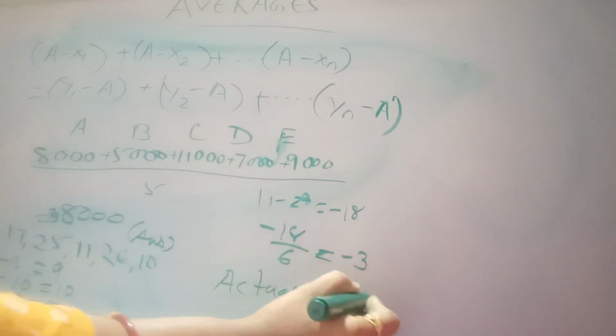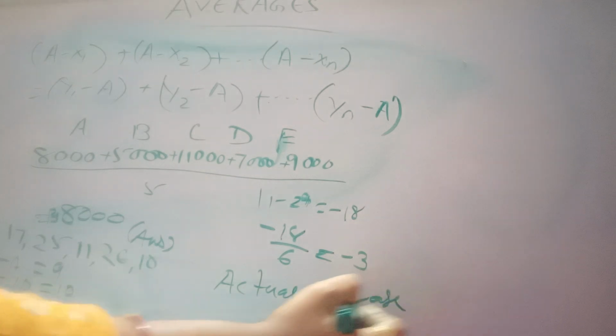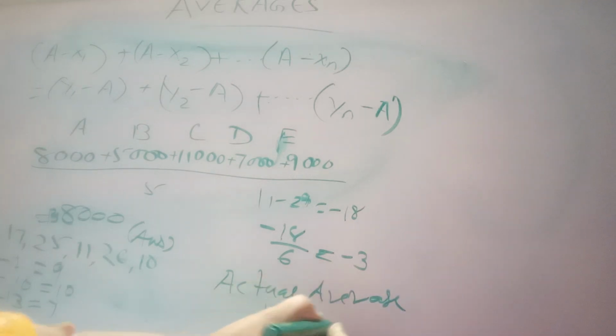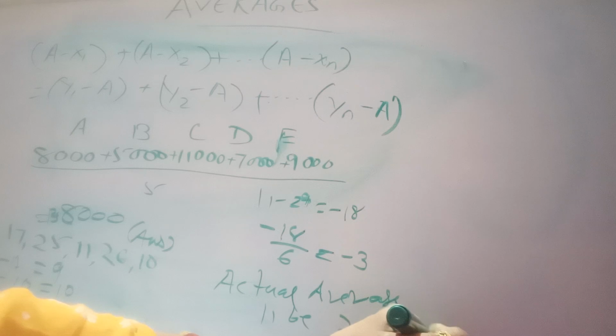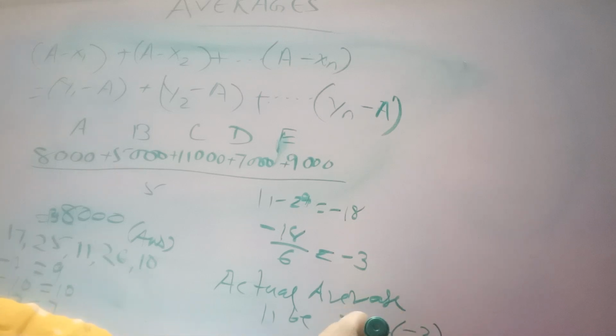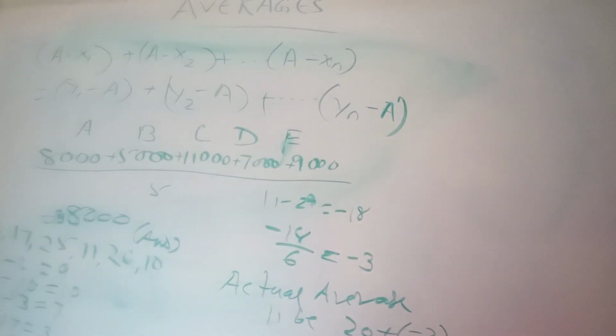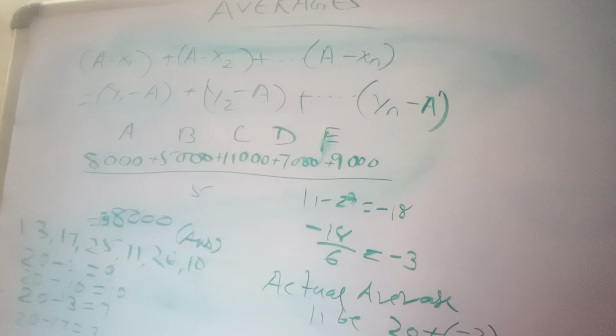the average will be 20, as we have taken as assumed, 20 plus minus 3 equals 17. 17 will be the answer. Okay.